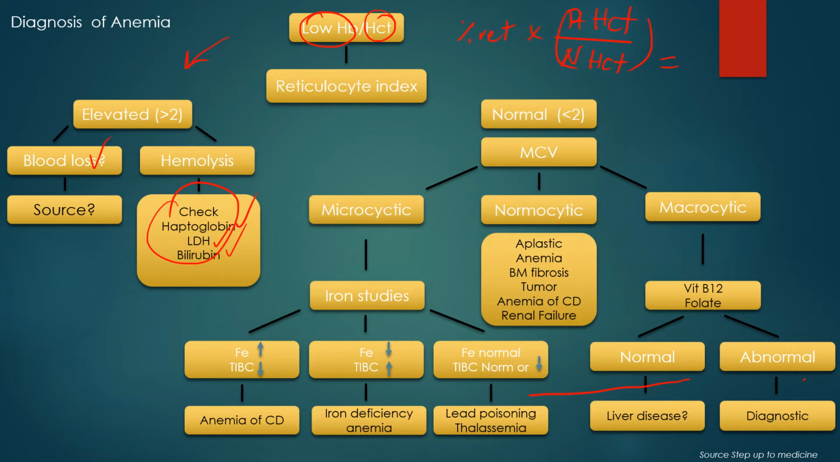Now, if the patient has a normal ret index, which is equal or less than 2, then you have to look at the mean corpuscular volume. The mean corpuscular volume, if it's less than 80, it will be microcytic anemia. If it is between 80 to 100, it'll be a normocytic anemia. If it is over 100, that means that it is a macrocytic anemia.